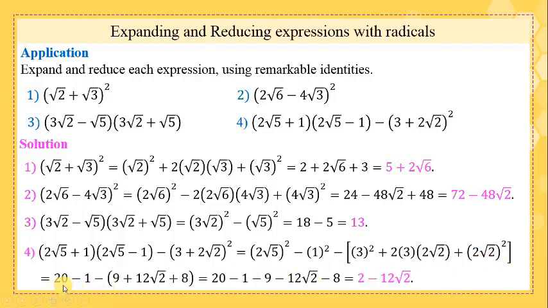This is equal to 20 minus 1 minus, in parentheses, or we can put brackets, it doesn't matter, 9 plus 12 radical 2 plus 8. The answer is 20 minus 1 minus 9 minus 12 radical 2 minus 8. Adding the numbers, we get 2 minus 12 radical 2.